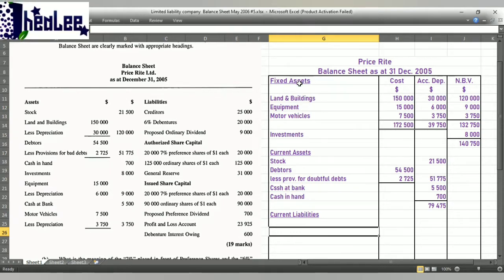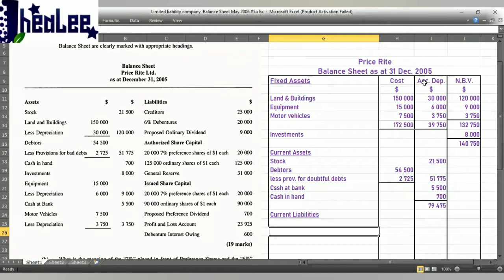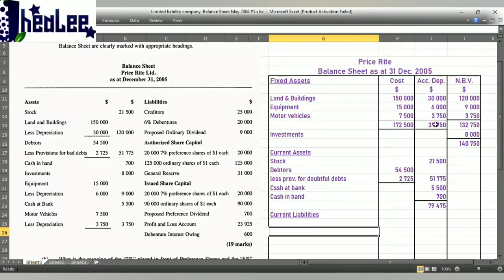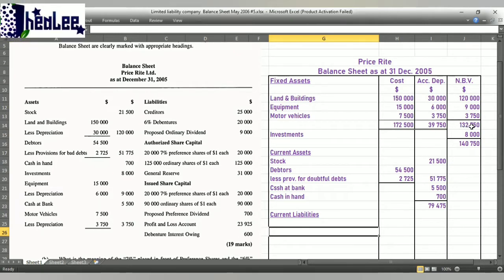So what we start with are the fixed assets. And because we have accumulated depreciation, our columns are cost, accumulated depreciation, and net book value. Don't forget that your accumulated depreciation is total depreciation to date. To get your net book value, it is your cost minus your accumulated depreciation that would give you your net book value. Your cost column is totaled, your accumulated column is totaled. Those are double underlined because we don't need this anymore. What we're going to continue with is the net book value of the fixed assets.